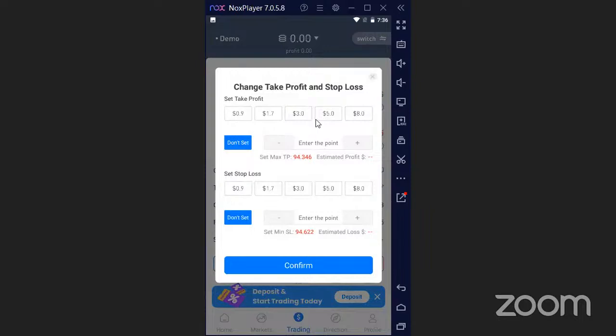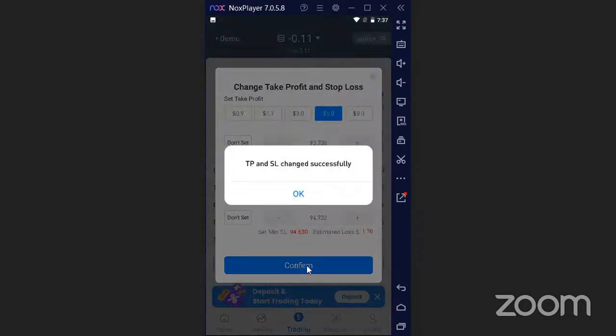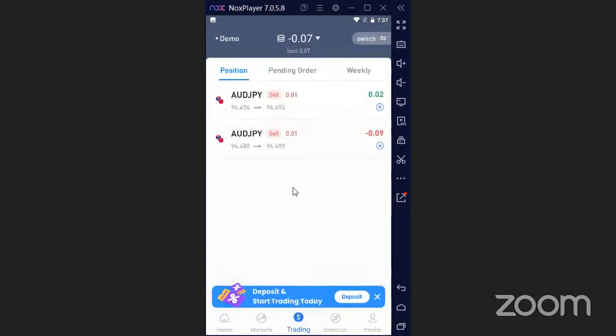So we can set this automatically, as I've said earlier. We can set, I want my take profit to be on $5. Then if I'm going to lose, I don't want to lose more than 1.7. And then I confirm. You see, this process is far easier. This is like tea and bread, very easy. And my orders are currently running.